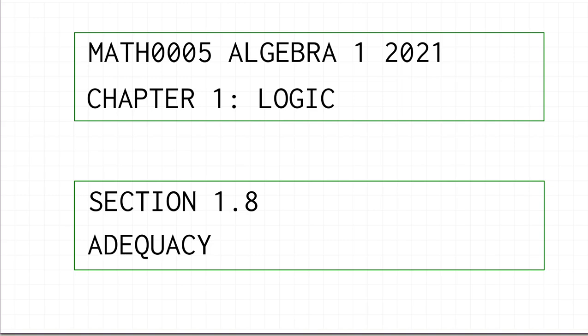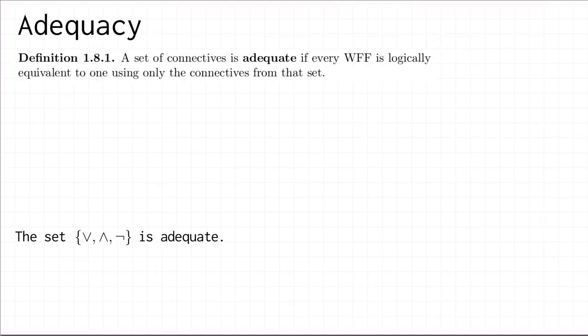In the last video, we saw that phi implies psi was logically equivalent to a well-formed formula that didn't use the connective implies, and I mentioned that that meant that any well-formed formula at all was logically equivalent to one which didn't use implies, so which only used not, and, or. That property of not and or is called adequacy, and it's what we're going to explore in this video. So here's the definition. A set of connectives is called adequate if every well-formed formula is logically equivalent to one using only the connectives from that set.